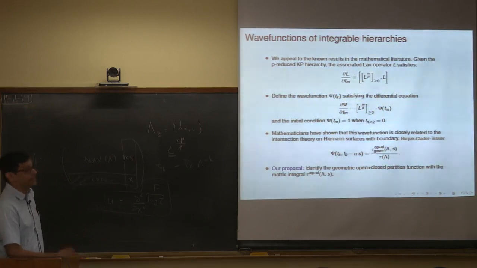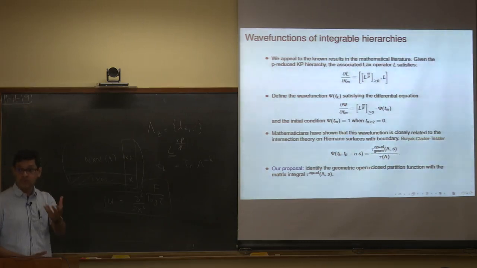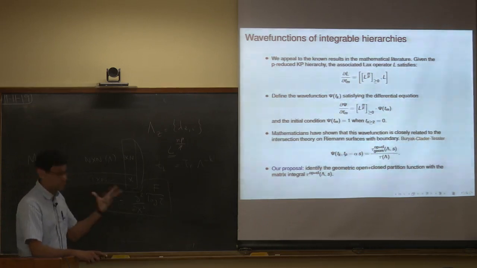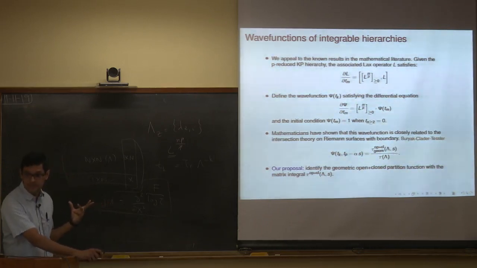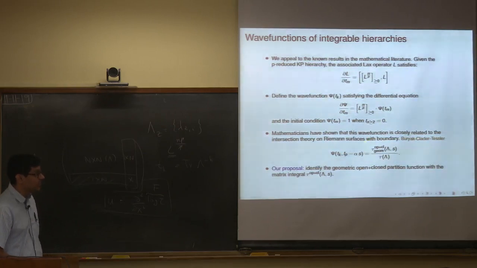Actually, in principle, it can depend on all times. What mathematicians have shown using algebraic geometry is that this wave function is the generating function of the open plus closed partition function. The wave function is a function of x and all the other t's as well. See, the t_p also appeared. This is what they define using algebraic geometry, and they claim that that divided by this satisfies an equation of this sort.